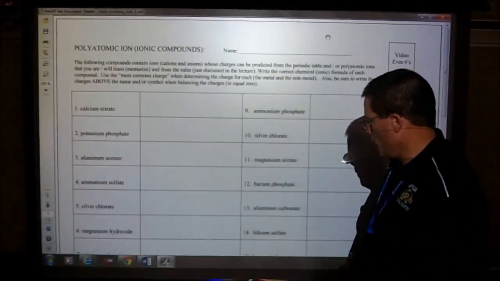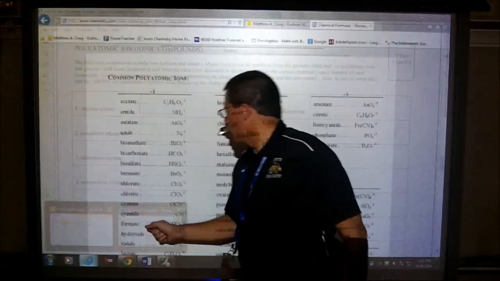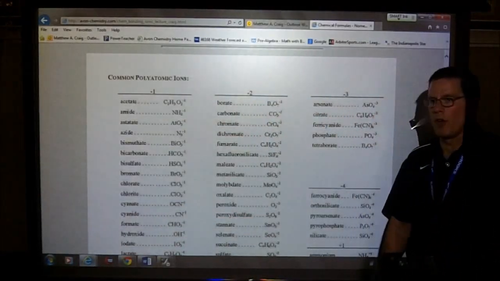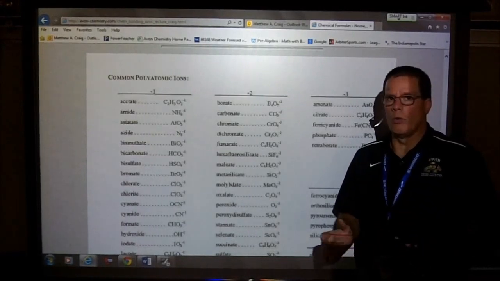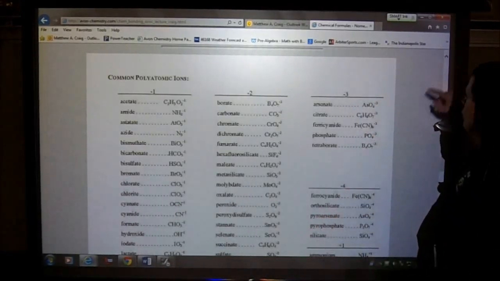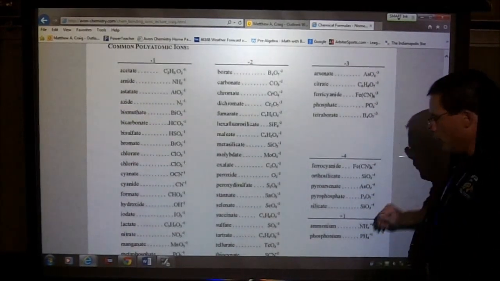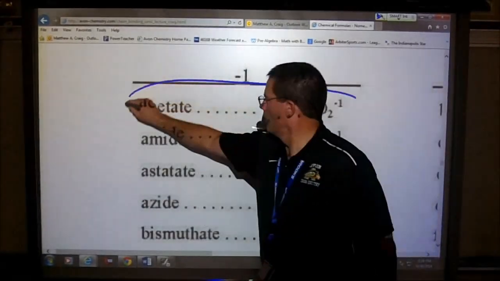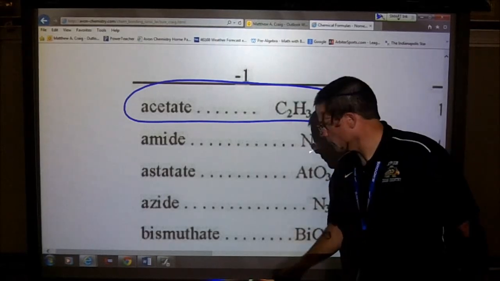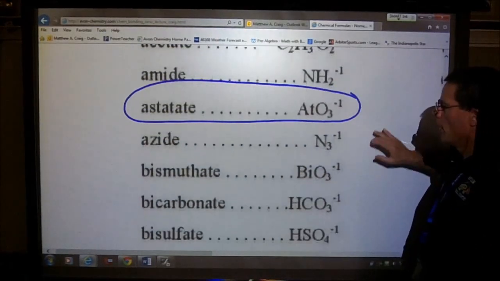First of all, there is a list of polyatomic ions that I've given you within your notes. One thing I don't want you to do is look at this and think, oh, do we need to know all these? The answer is no. However, there are a few that you should know. And let me blow this up a little bit here. So the first one is acetate. Make sure you know acetate.